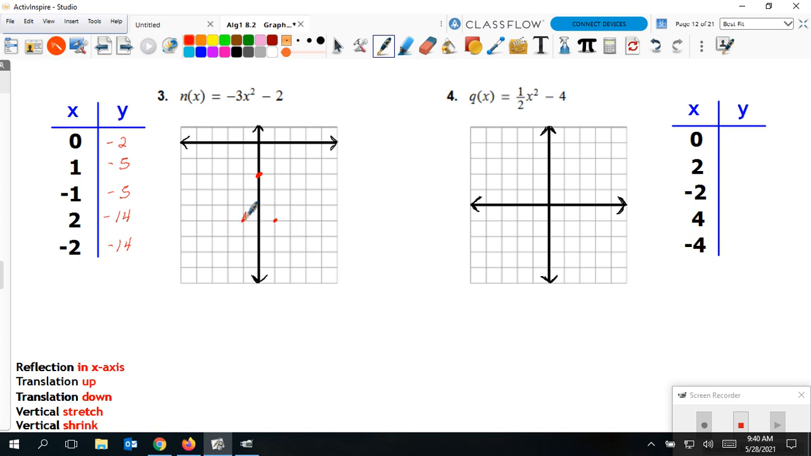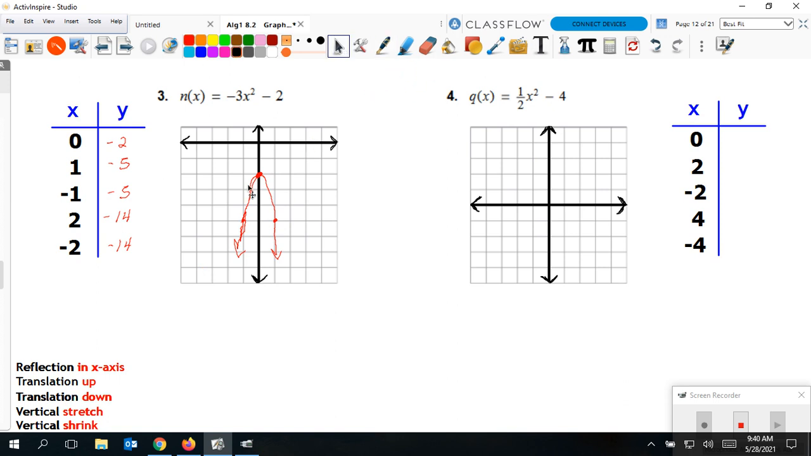So as I kind of come up and then turn around and come down, arrows on the graphs there. So it's something similar to that. So there's the graph, and then what do we say about this one?